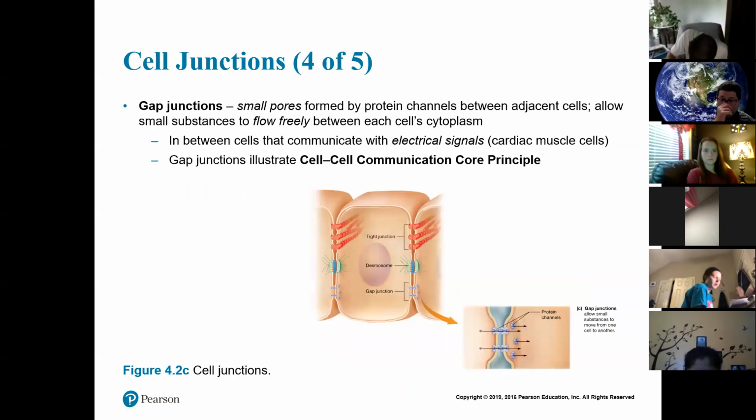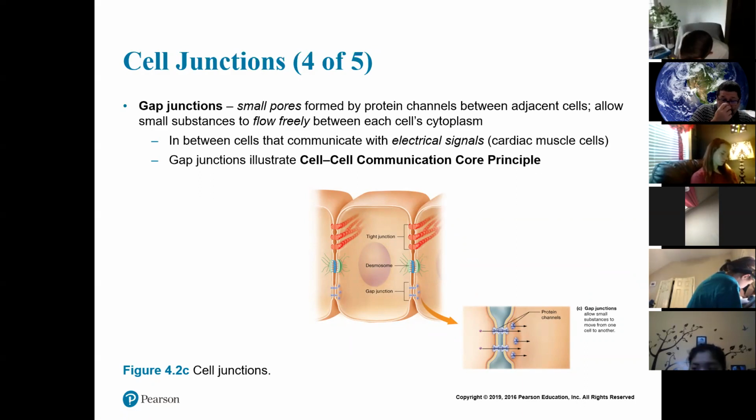And then our third type is a very unique type. This is where two tunnel-shaped integral proteins fuse together to form a tunnel between two cells, and these are called gap junctions. So we have these small pores coming together, like two straws, and you have a tube that allows specifically ions to travel between the two cells.